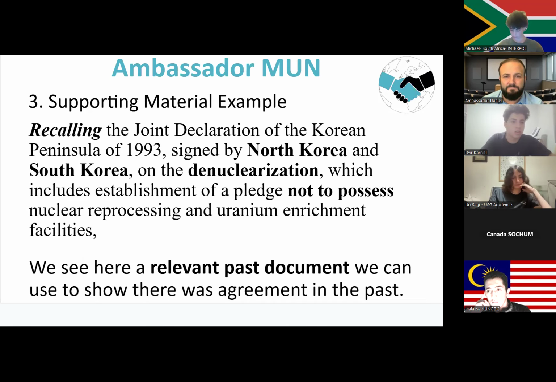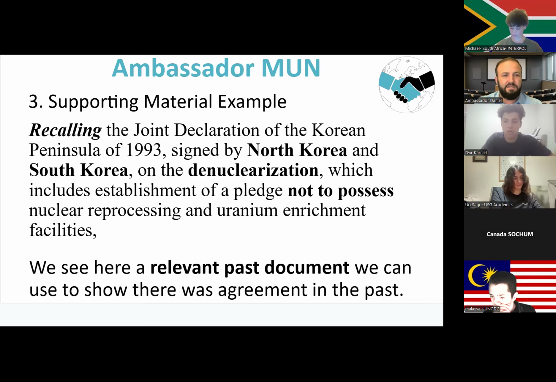Supporting material example, recalling the joint declaration of the Korean Peninsula of 1993, signed by North Korea and South Korea on the denuclearization, which include establishment of a pledge not to possess nuclear reprocessing and uranium enrichment facilities. We see here a relevant past document we can use to show there was agreement in the past. Beautiful, thank you.